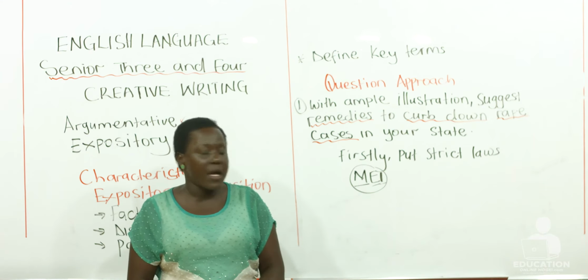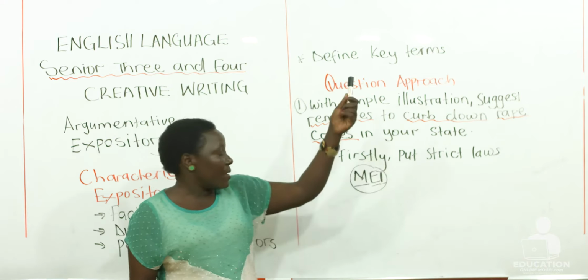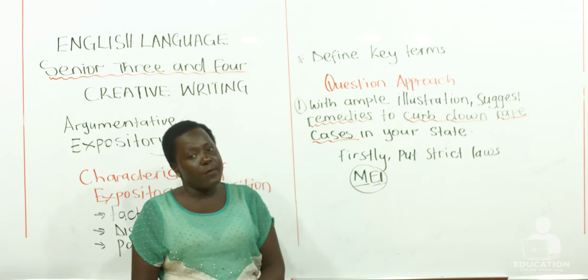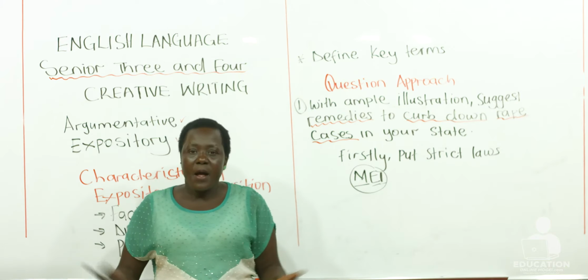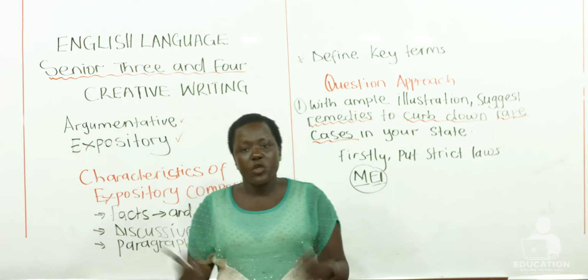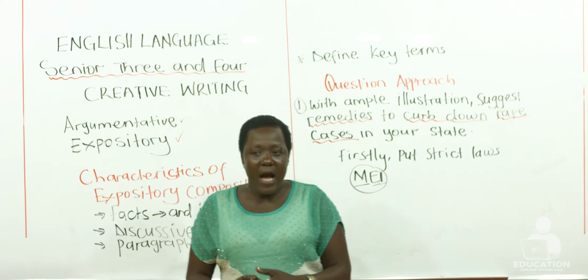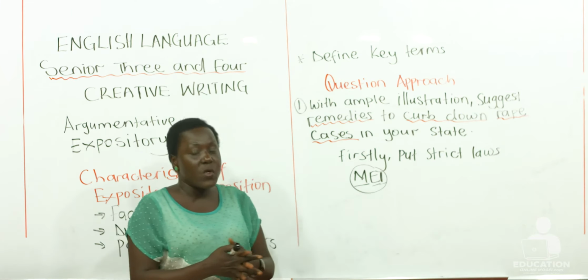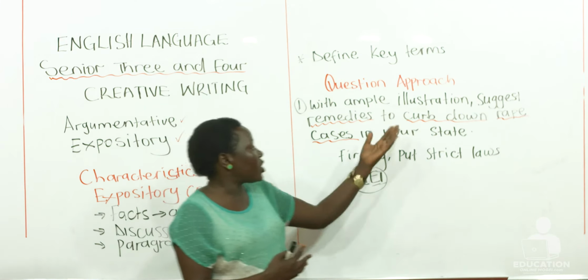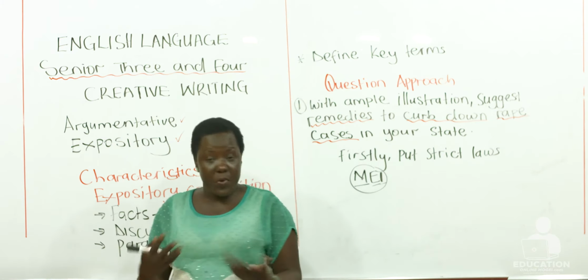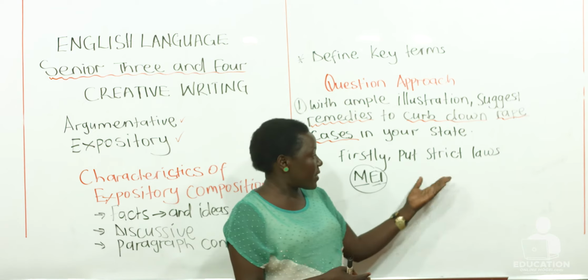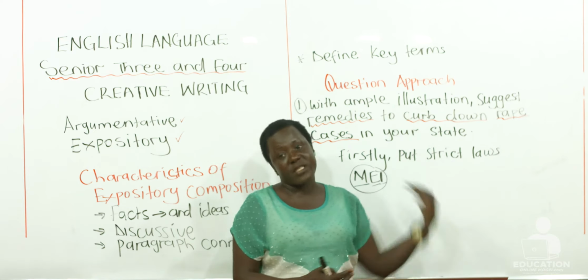Then you begin to say, thirdly, because you are now going to the next paragraph, from the first, second to the third. Thirdly, rehabilitation centers should be put in place. And these rehabilitation centers will later be used as model centers to teach people about the dangers of rape. So you would have written another point which is connected to the second one.